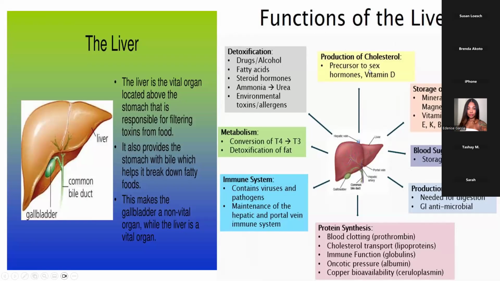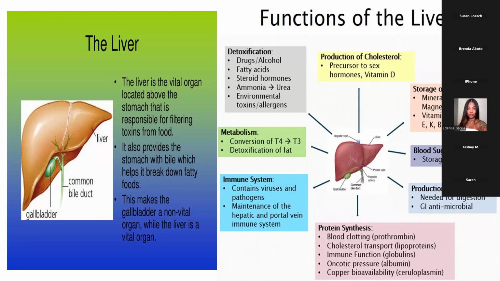Okay, so the liver is located above the stomach, and that's going to help filter toxins from the food. So remember, we talked about this. This is one of the final things that happens here, is that the liver is going to try to make sure that all the bacteria, all the toxin is out of the food, because we don't want that toxin to get in your body and do damage. It also is going to provide the bile. So that bile is going to go to the gallbladder where it's going to be stored, and it's going to help break down that fatty food. So again, gallbladder is not really a vital organ, but the liver is.